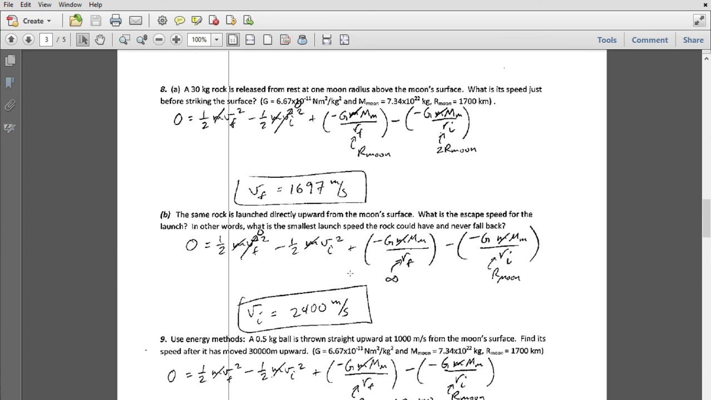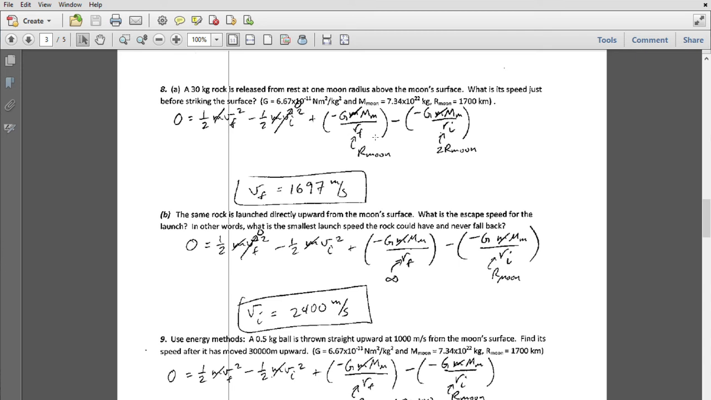So it's released from rest 1 moon radius above the surface of the moon. I'm going to take initial to be release, final to be just before it strikes the surface. Let's take our system to be essentially everything, the rock plus the moon. Gravity is an internal force. There aren't any external forces to do work, so the net work by external forces is 0. That's equal to delta KE. We're after v final, and v initial is 0, plus delta PE, and delta PE involves this expression.